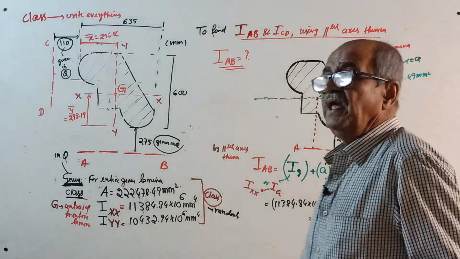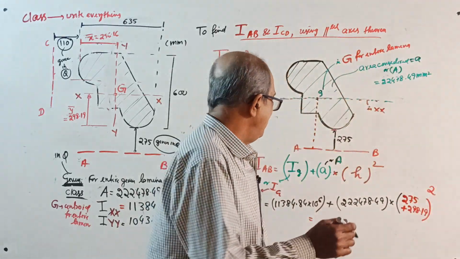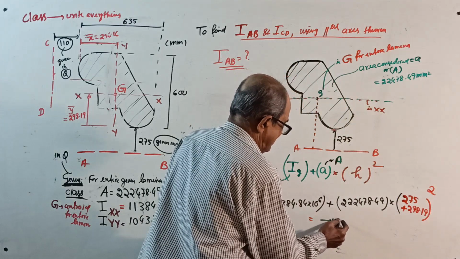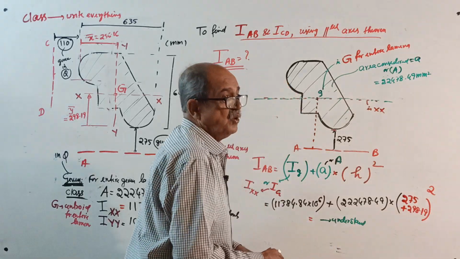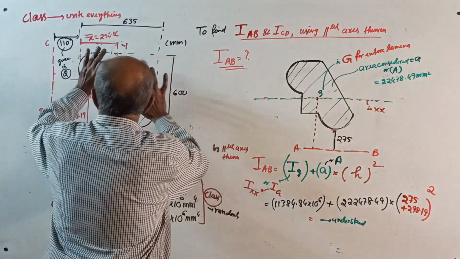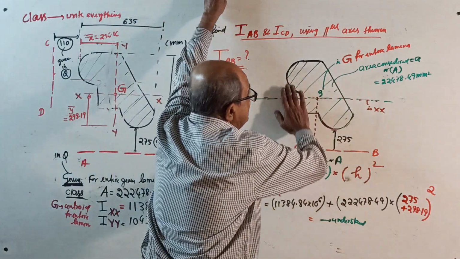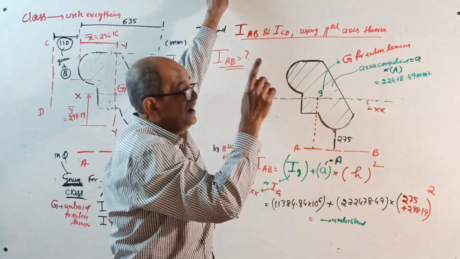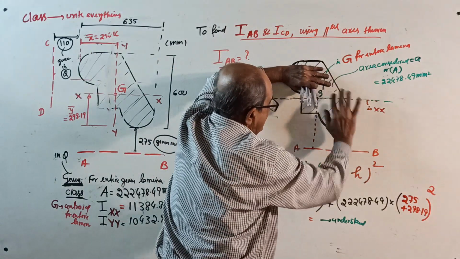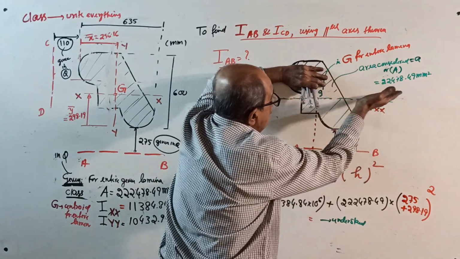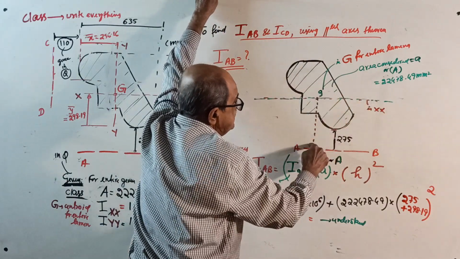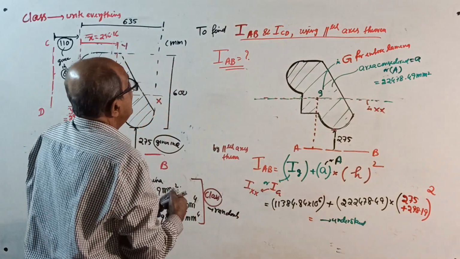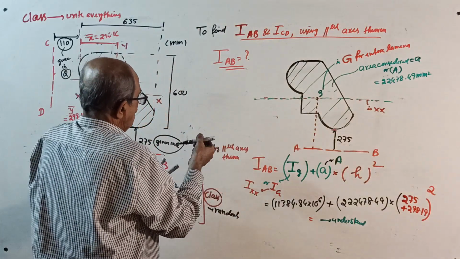Today do not calculate, just understand. This is required for steel structure. Instead of dividing into parts, take the entire given lamina. The basic definition: if you want I about AB, first I about its own centroidal axis plus area into this distance squared.